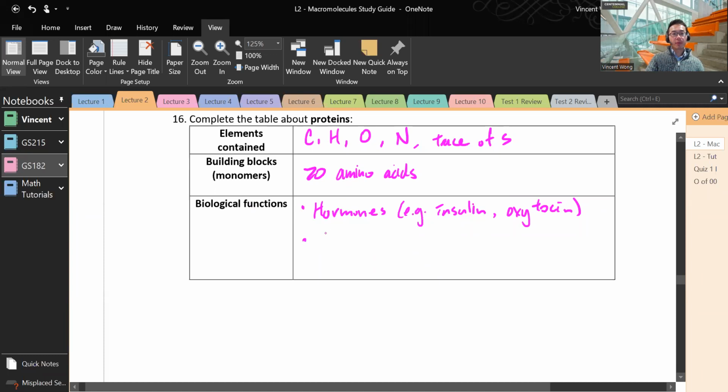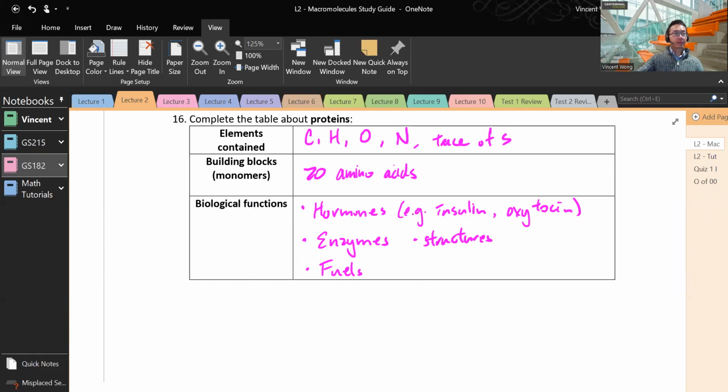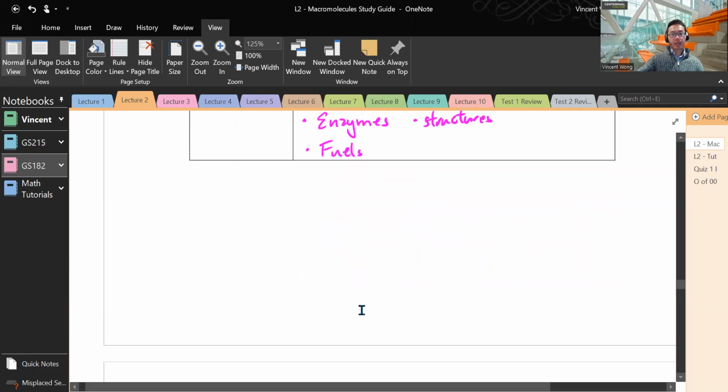Another function of protein is that they form enzymes. Enzymes catalyze reactions, they speed up chemical reactions. We also need them for fuel, and structure, such as your hair and fingernails, which are all made up of proteins. All right, moving on.